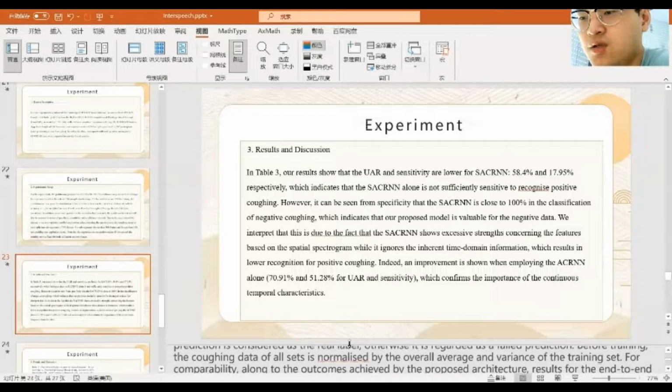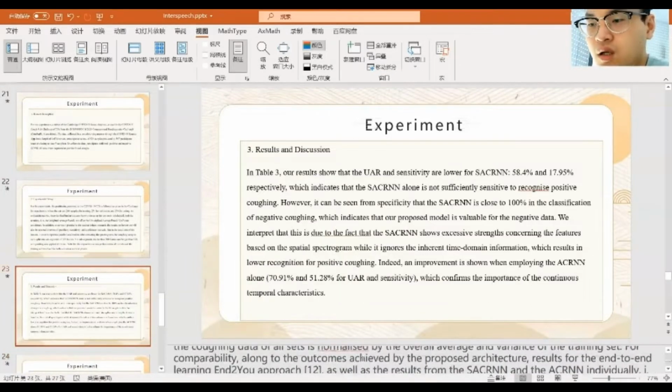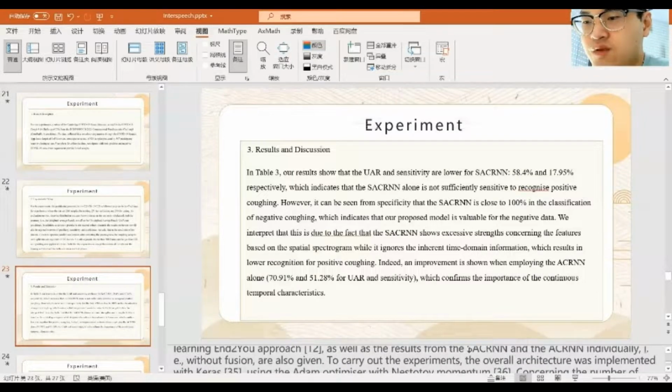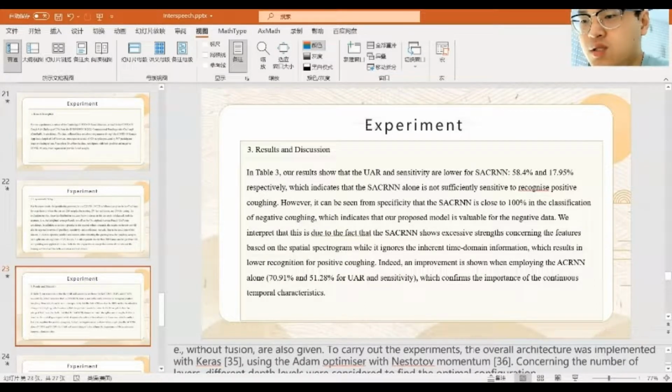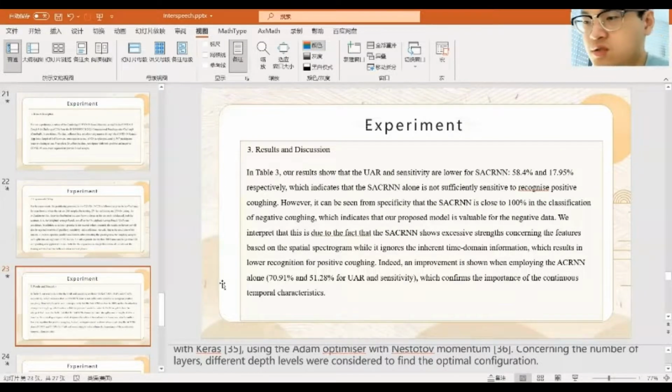Before training, the features of all sides are normalized by the overall average and variance of the training set for comparability. The outcomes achieved by the proposed architecture are given, along with results for end-to-end learning and other approaches, as well as the results from the SACRNN and the ACRNN individually, in ablation experiments. The overall architecture was implemented with Keras, using the Adam optimizer and stable momentum. Concerning the number of layers, different depth levels were considered to find the optimal configuration.